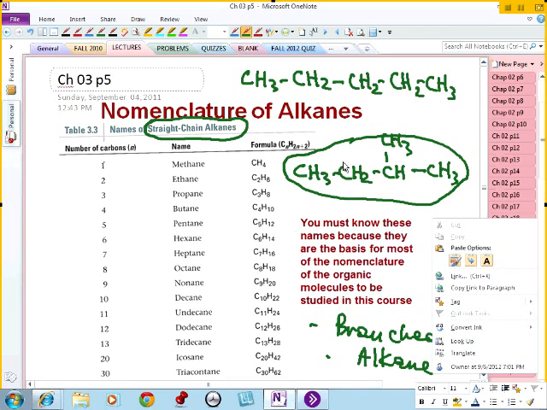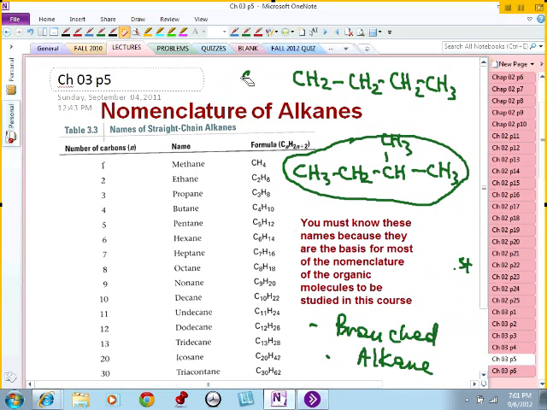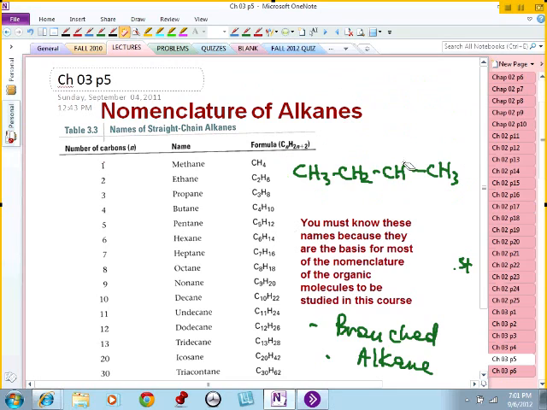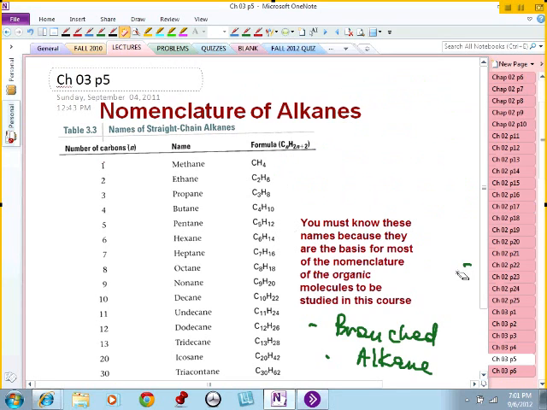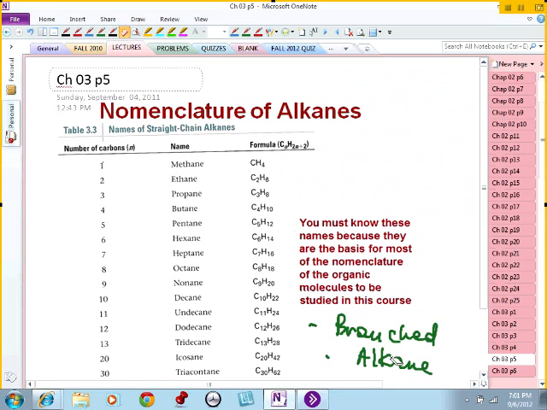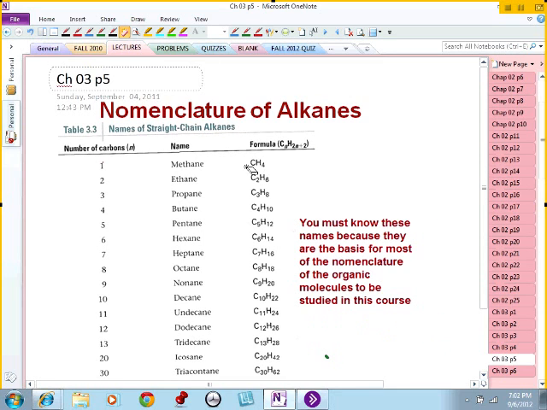Okay, so don't worry. We'll get to the branch. I have to name the branch yet. Don't worry. Okay. So these are the bases. So all of these here constitute what we call the base names.